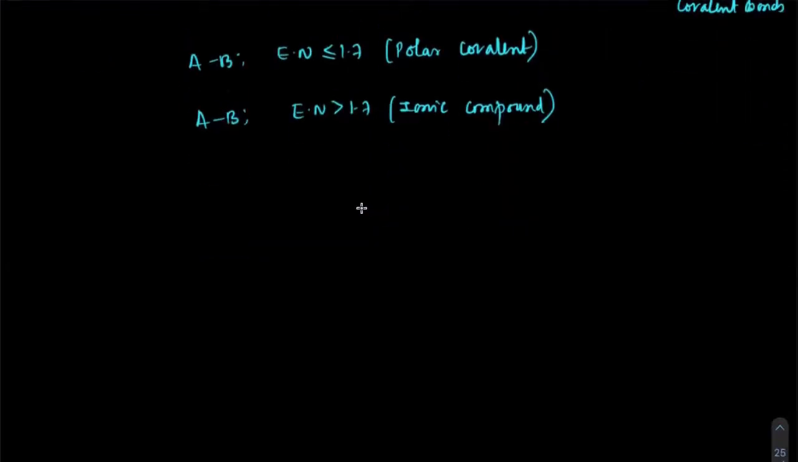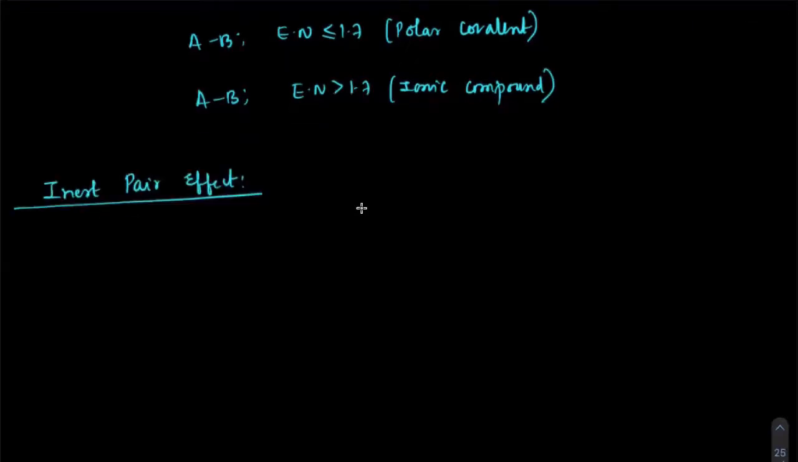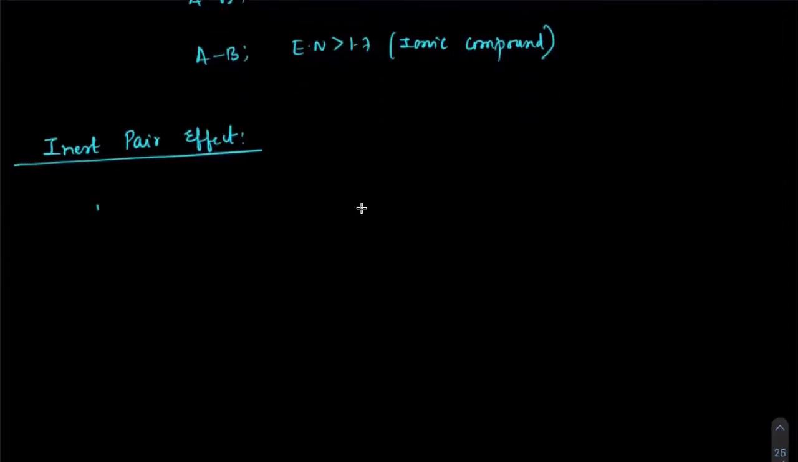The last thing from this chapter is the inert pair effect. From the sixth period onwards, especially the p block elements, the lower oxidation state starts being more stable than the higher oxidation state. I'll show the stability from the 13th group. In the 13th group, thallium with +1 oxidation state and thallium with +3 oxidation state, the +1 is more stable.